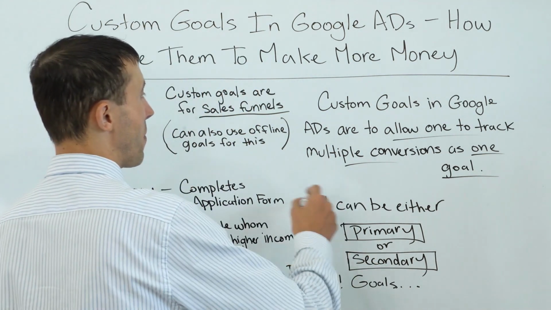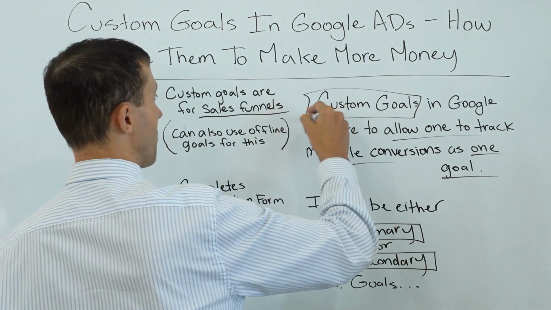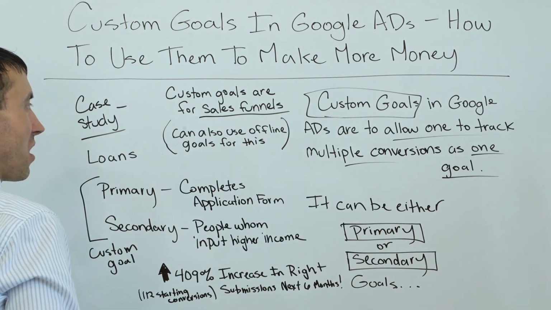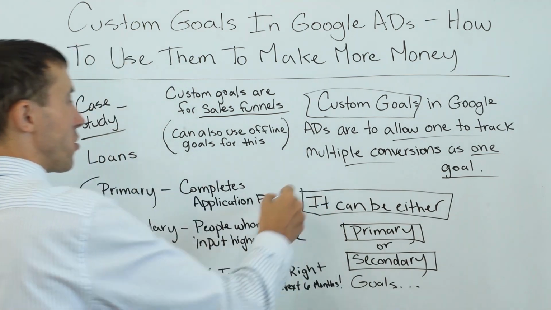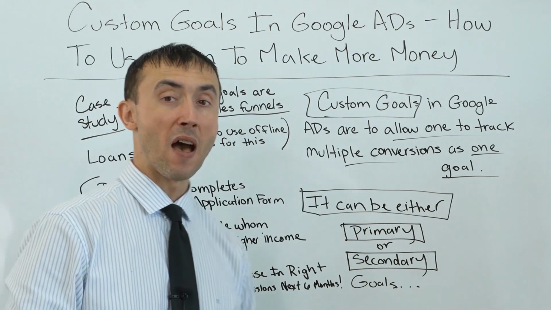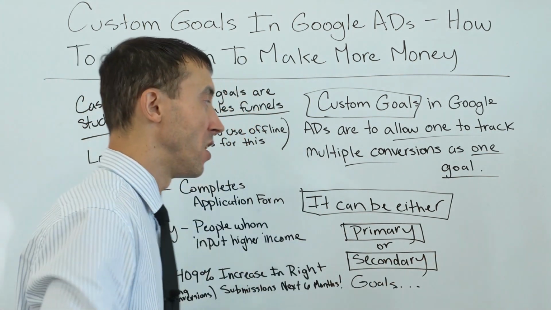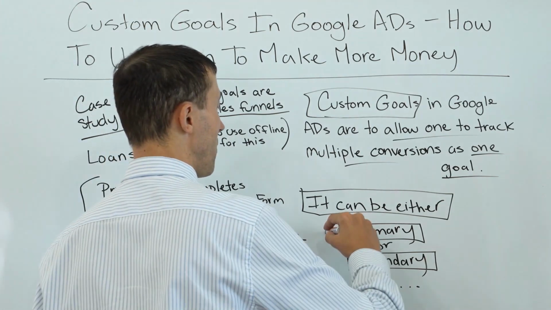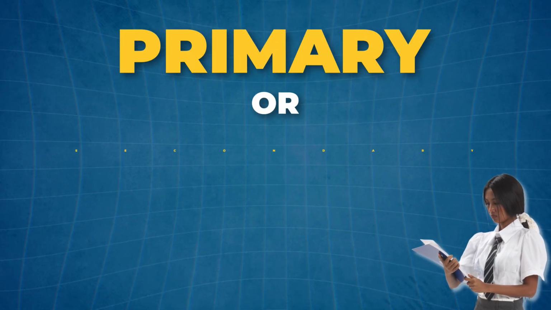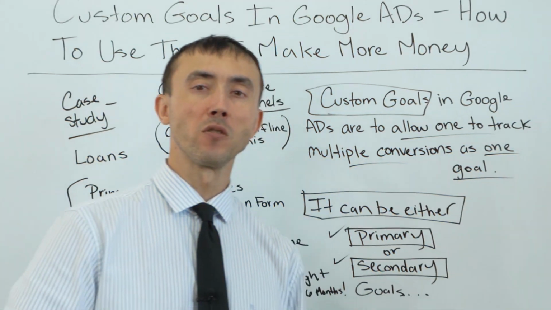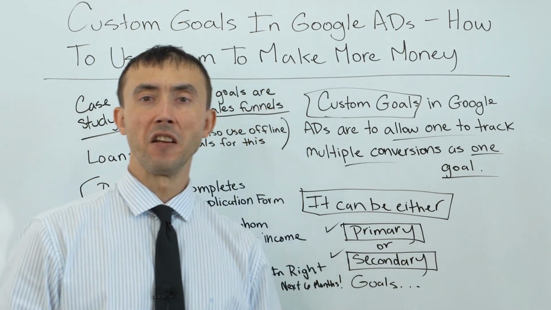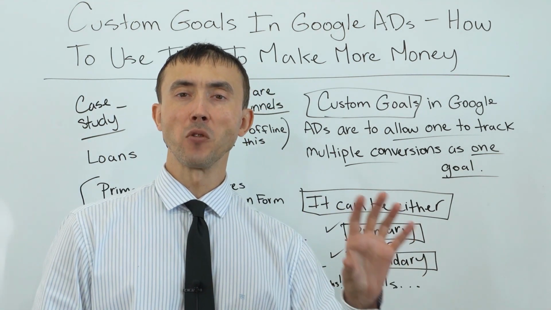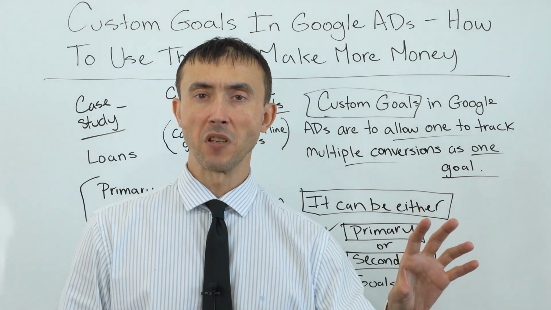But with that said, going back to custom goals, since that's what this video is about, Google will actually let you combine conversion goals, multiple conversion goals that you have, whether it's 2, 3, 4, whatever, into one conversion goal, and do so even if the goal is marked secondary. If you don't know about primary versus secondary, a goal that's marked primary is supposed to be used for campaign optimization purposes.